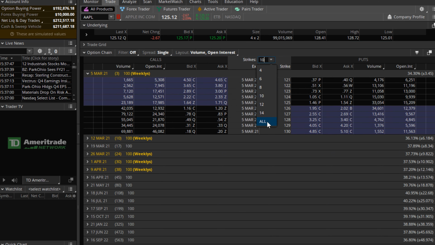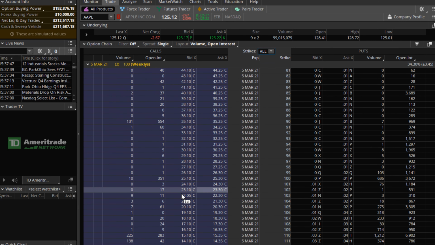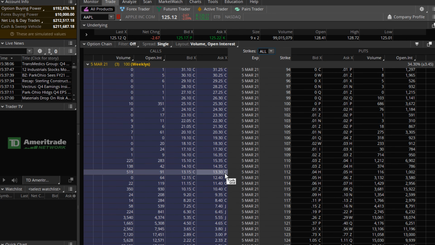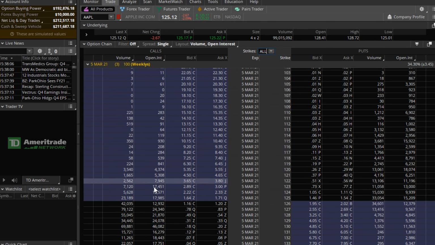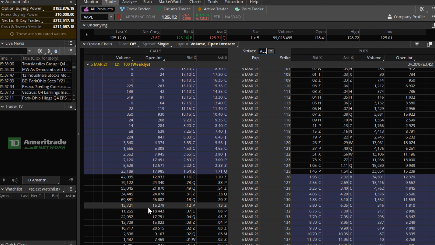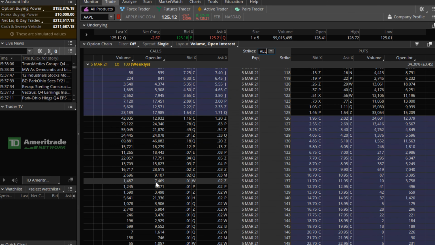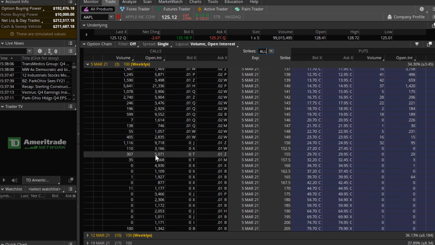So here, once again, if we pop out, you can see what people are buying and selling. The volume means what orders have already been filled during that day, and the open interest is orders that are available to be taken and may or may not be taken by market makers throughout the day. And as we can see here, the further away from the money we get, the less volume and open interest we have.